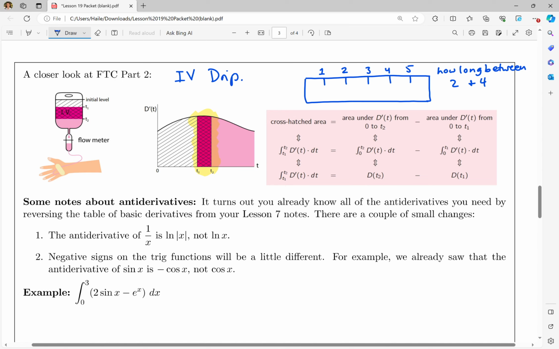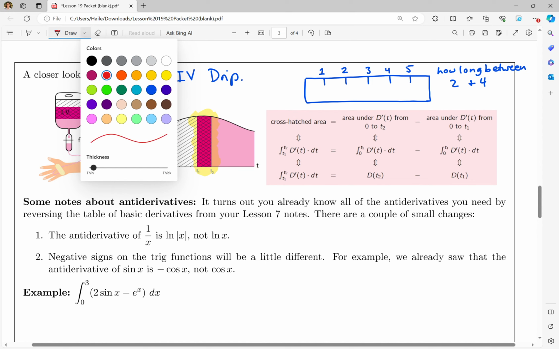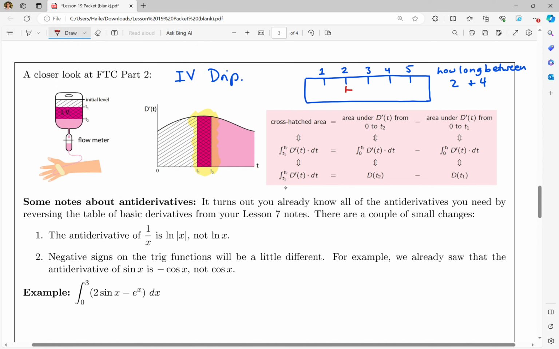So, let me rephrase that. My question is, what length is the ruler between the 2 and the 4 mark? Well, the way you'd find that, and you'd probably tell me very quickly, is you just subtract the 2, right? If I subtract 4 minus 2, clearly there's 2 inches between 2 and 4. Well, integrals are no different.